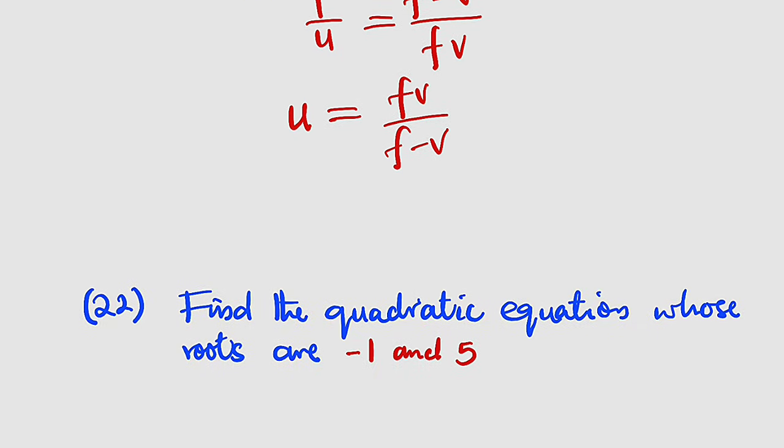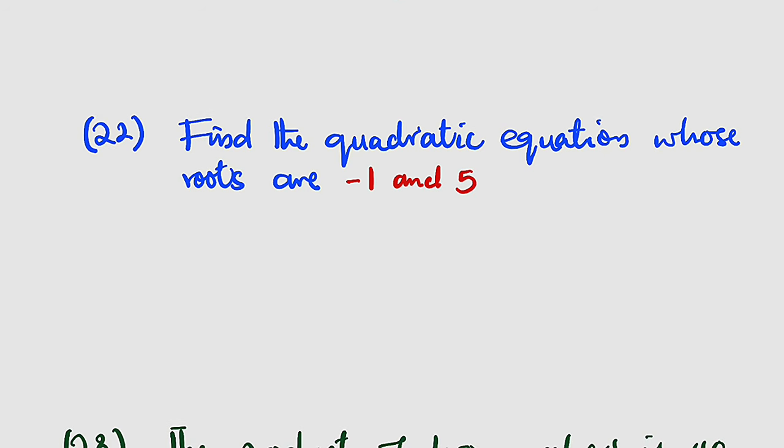Let us move on to question number 22. Question number 22, we are asked to find the quadratic equation whose roots are -1 and 5. Alright, it is as simple as taking x squared, then you subtract, you add these two together.